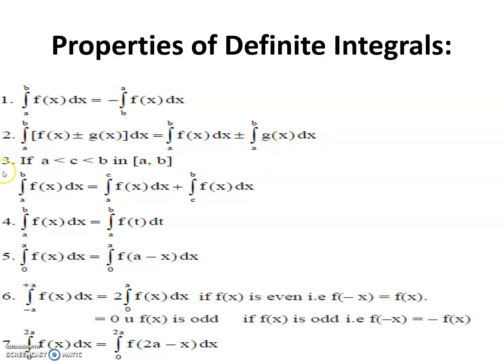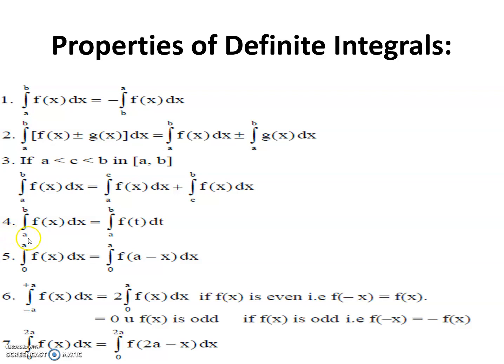Third, if a is less than c less than b in [a, b], the integral from a to b of f of x dx is equal to the integral from a to c of f of x dx plus the integral from c to b of f of x dx. We can separate the limits this way, using the same function.